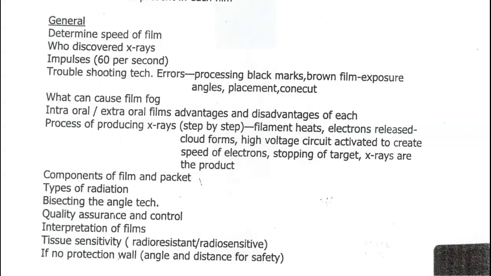The components of the film packet, you've got a diagram in your textbook as well as in a handout that just tells you what each part of the film packet is and what its purpose is. The different types of radiation, what I'm looking for there is your primary beam, the backscatter radiation, those types of radiation. I'm not looking for specific types, just the types that we interact with.